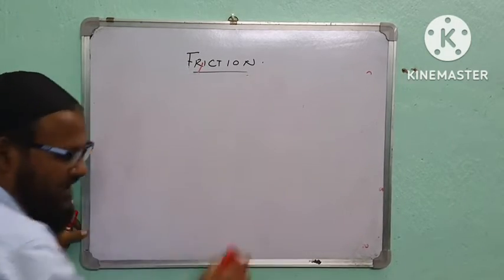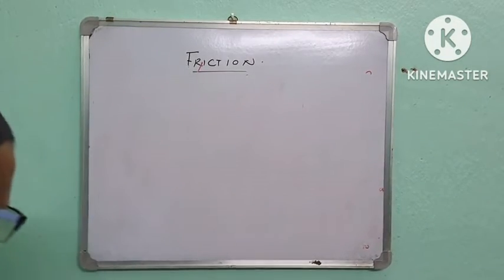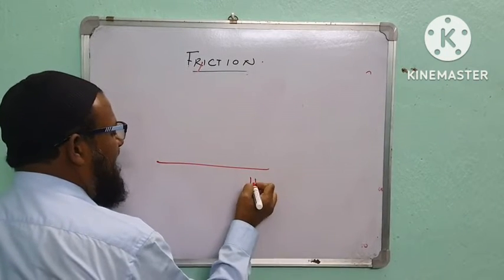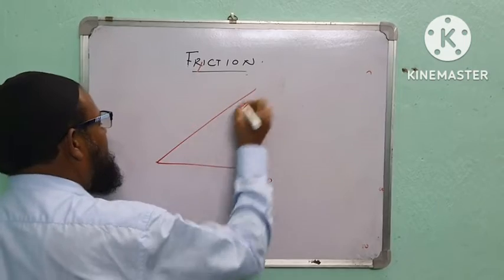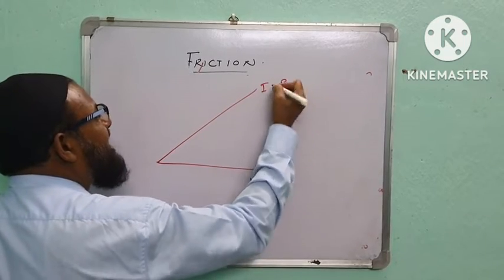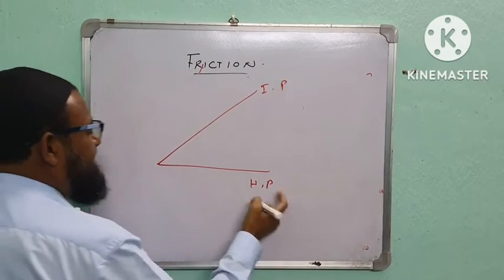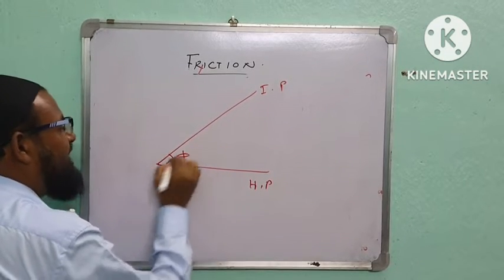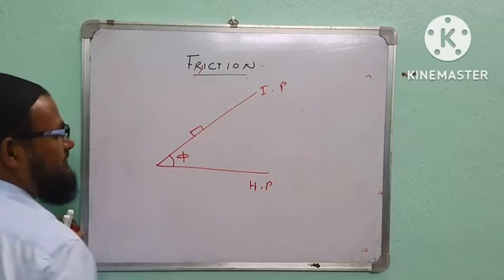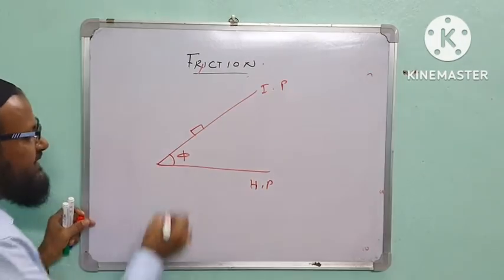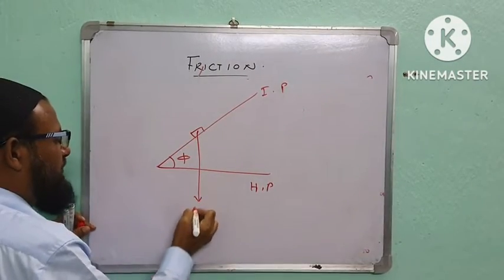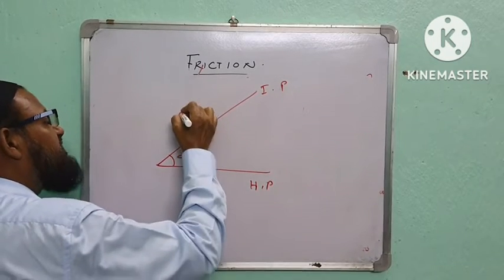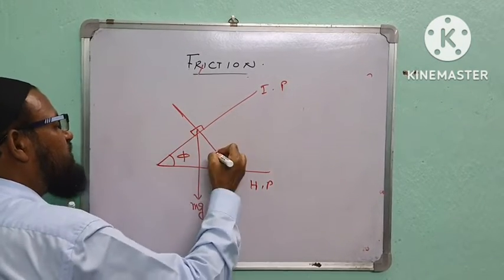Going back to angle of repose. What is angle of repose? This is HP. This is IP. What is IP? Inclined plane. This is horizontal plane. And I am thinking this is fine, and the body is here. Please see, without stopping the pen, we have to draw up to this.